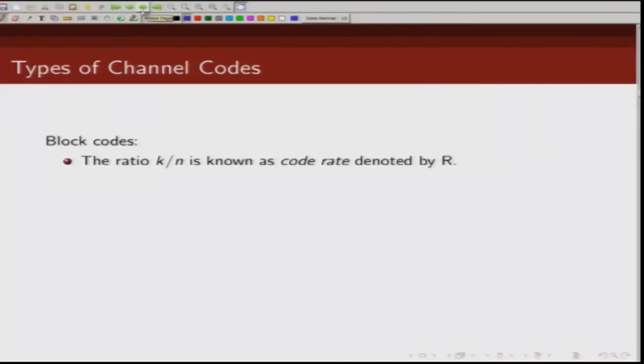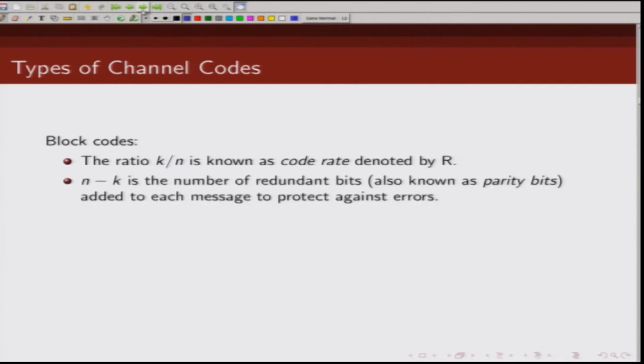Block codes are memoryless. As we mentioned in the previous lectures, we define our code rate to be the ratio of the number of information bits to the number of coded bits, typically denoted by R. k is the number of information bits, n is the number of coded bits. So, n minus k is the number of redundant bits that we are adding to our information bits, and these are also known as parity bits.